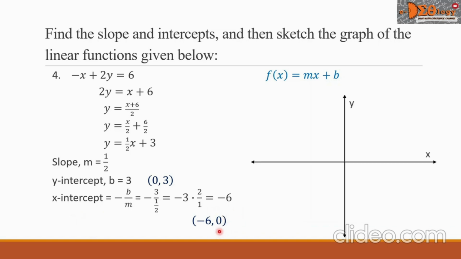Now, let us plot the 2 points. This is now the point (negative 6, 0), and this is the point (0, 3). We connect these 2 points by a line. And this is now the graph of this function.